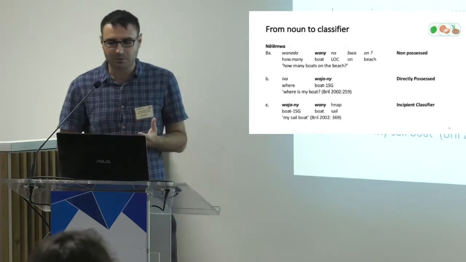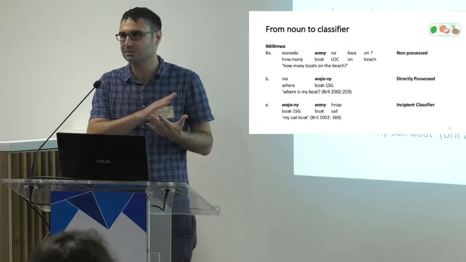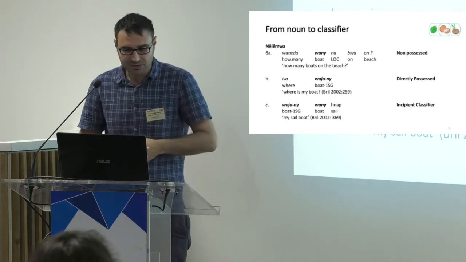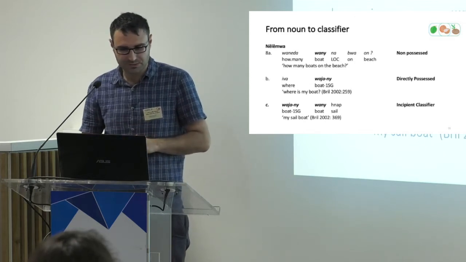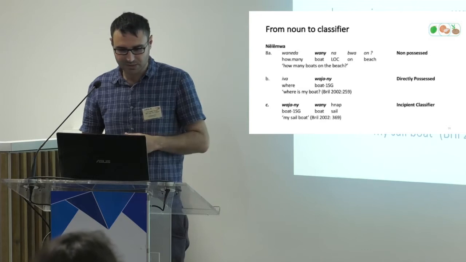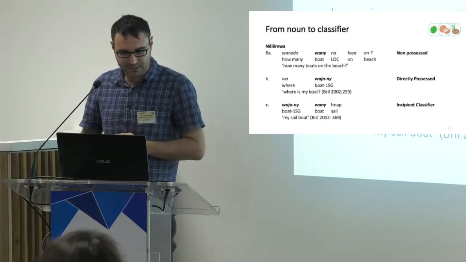Starting from our starting point, we're looking at how nouns can turn into classifiers. So Nouvelle has a good system here. So we can have a non-possessed noun such as boat in 8a.